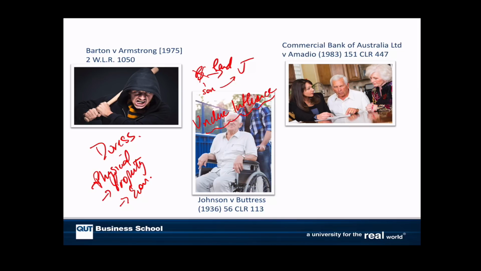Our final case here around consent is a very famous one, the Commercial Bank of Australia and Amadio. So what we had in this case was an elderly Italian couple. They were migrants, Mr. and Mrs. Amadio, who had limited English, little formal education and no business experience. What they actually did was sign a guarantee with the Commercial Bank of Australia. They were guaranteeing the debts of their son's company.